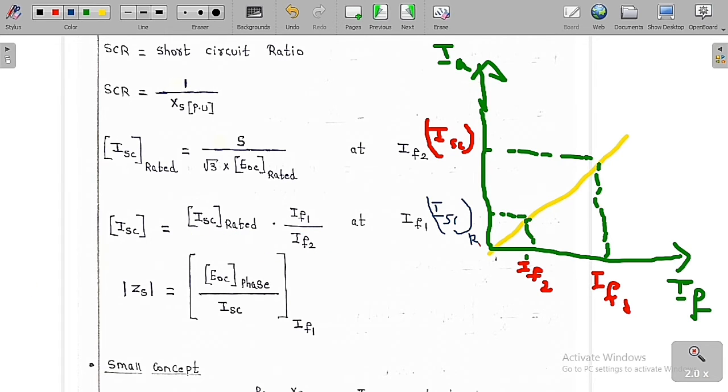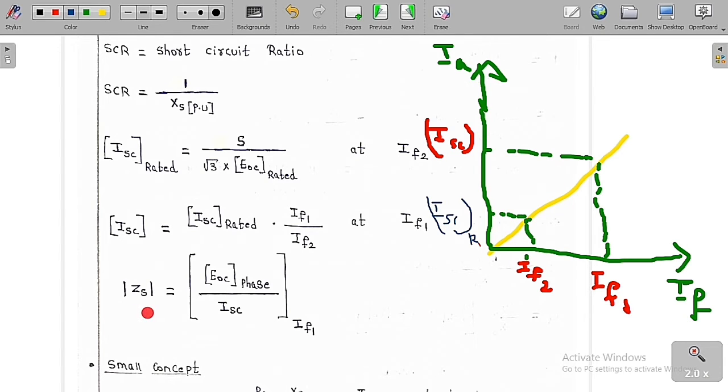After solving this, this is the ISC that we are going to get at IF1. The same thing I have written. So this is the equation that we are going to get. This is the ISC at IF1 from this characteristic itself.